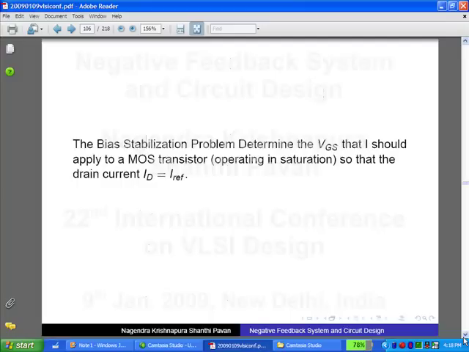So let's try and figure out what we should do. The bias stabilization problem, as stated here, is meant to indicate that I must be able to figure out what VGS I need to apply to a MOS transistor, so that when operating in saturation, the drain current is some reference, some known quantity I.